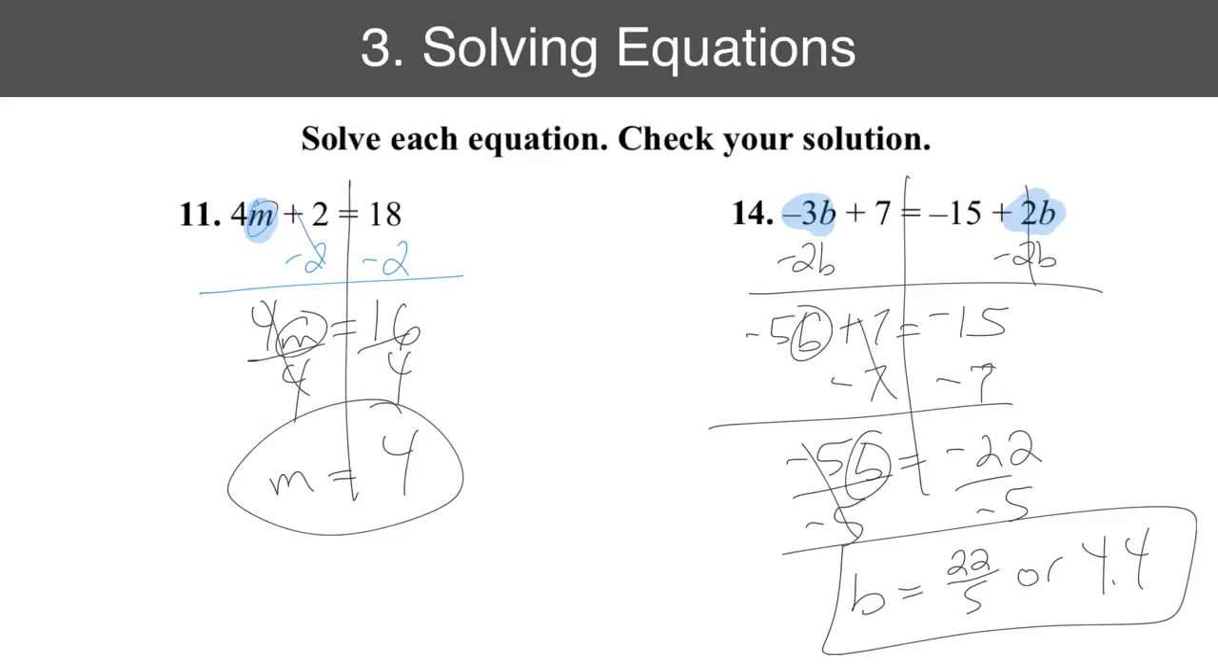All right, so that's how you solve equations. So next up, we're going to look at solving for a specific variable.